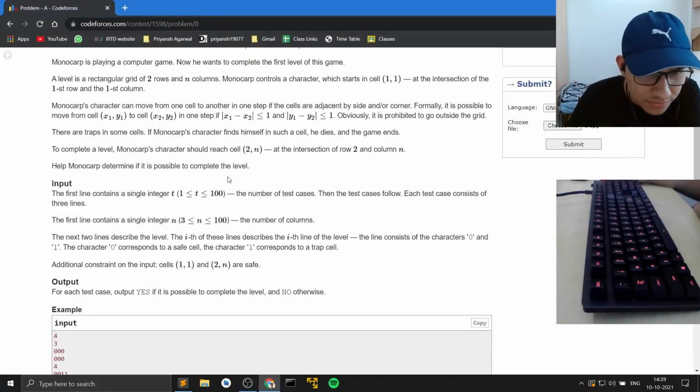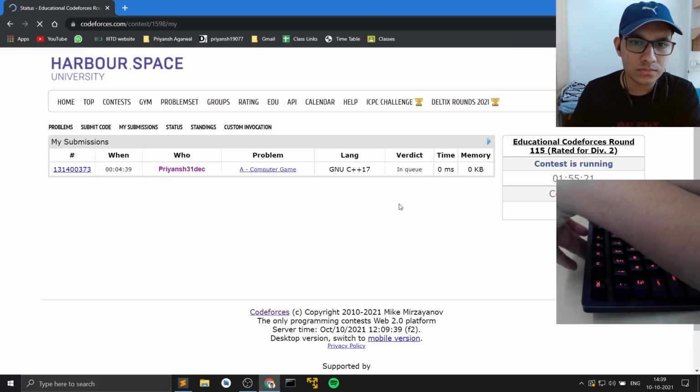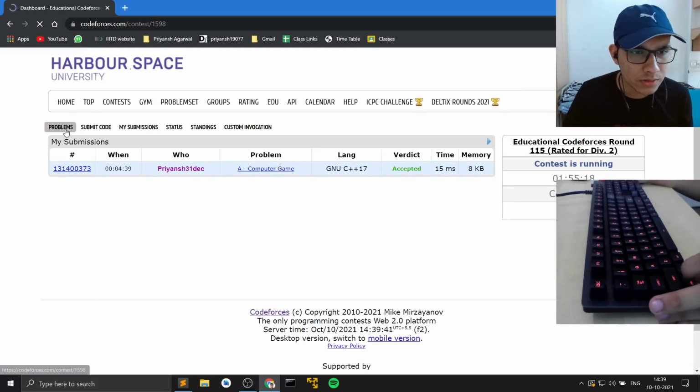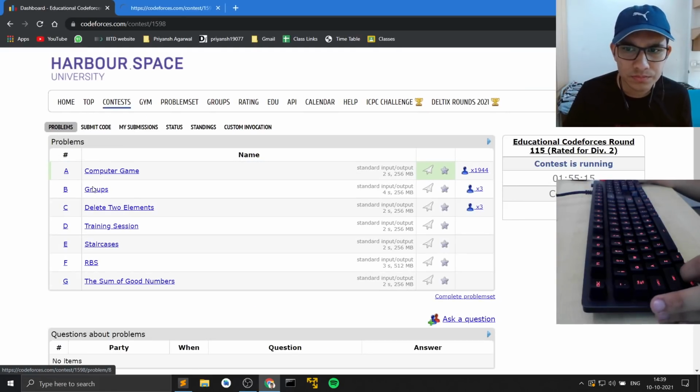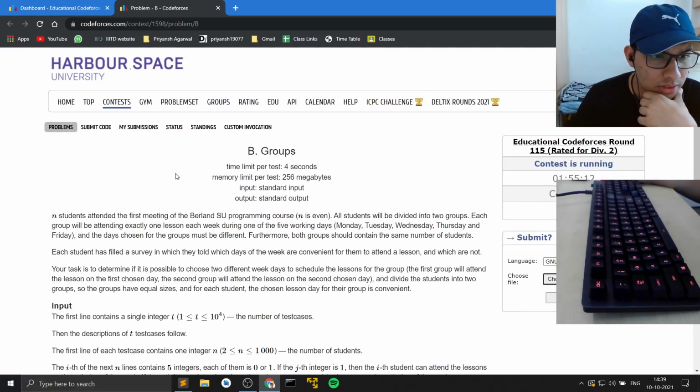And let me just check if the first cell can be a 0 or not. I mean, can be a 1 or not. Finds himself in such a cell. Yeah, that is fine. Cool. I mean, you could do this using a DP as well, but there is no need to do it.